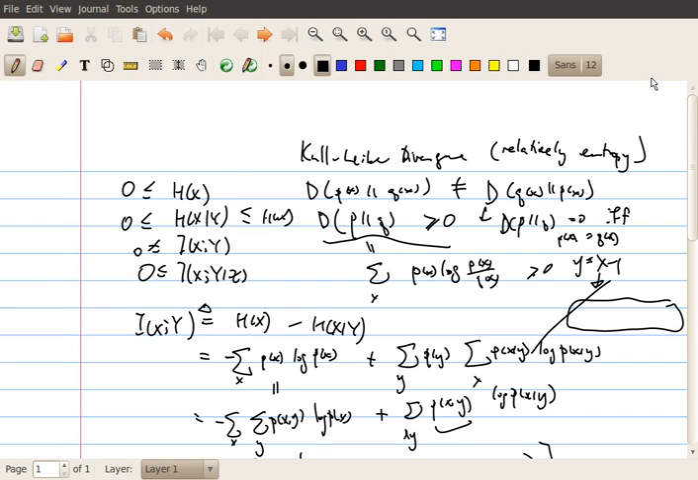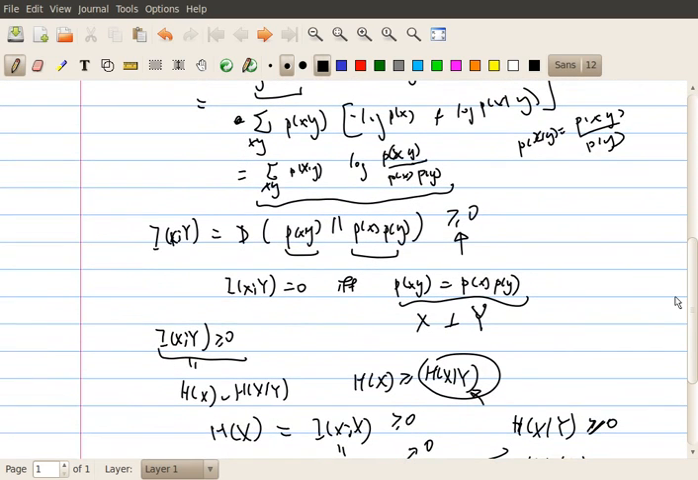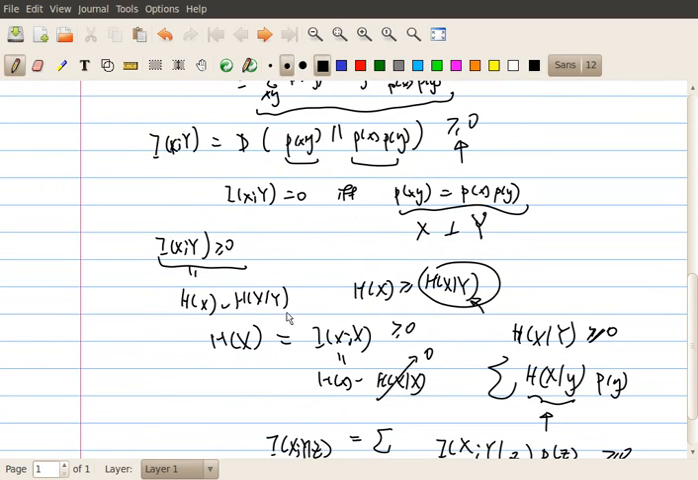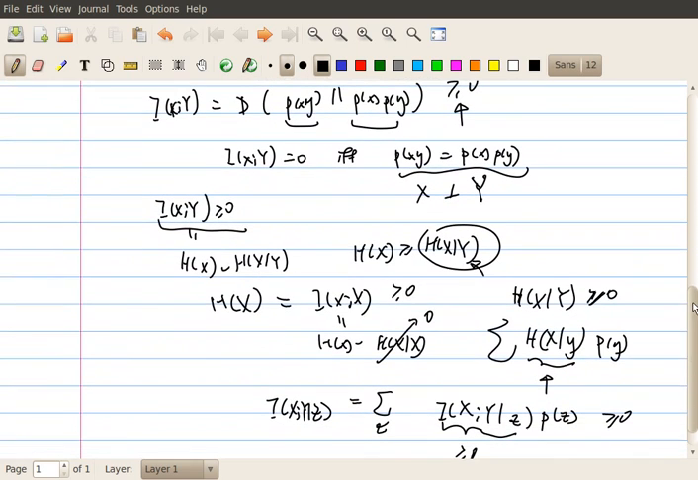And I want to get a bound for H(X). I have a bound for I(X;Y) can be just H(X) and H(Y), right? It's smaller than both H(X) and H(Y), because I(X;Y) is basically equal to H(X) minus H(X|Y), and H(X|Y) is bigger than or equal to 0. So therefore, I(X;Y) has to be less than or equal to H(X). And similarly, it has to be less than or equal to H(Y) also.